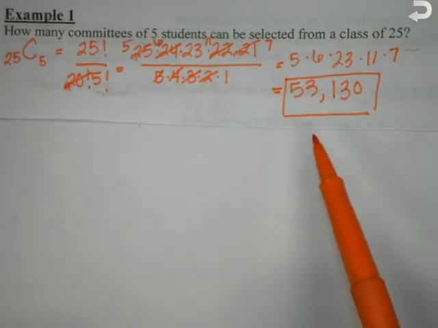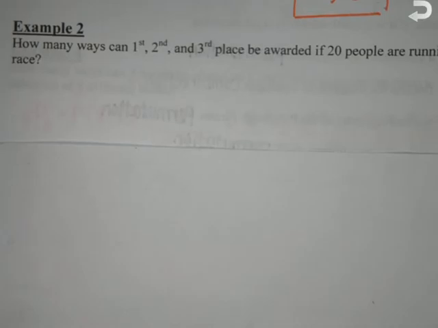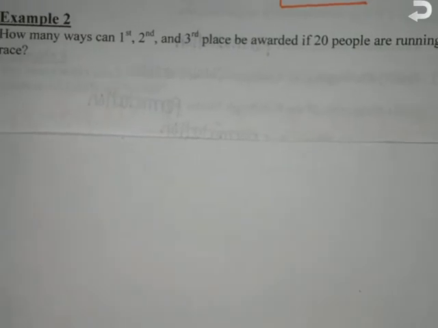Alright, example 2. How many ways can first, second, and third place be awarded if 20 people are running in a race? Does order matter here? Yeah, so is this a combination or a permutation? Permutation, so let's write it out.